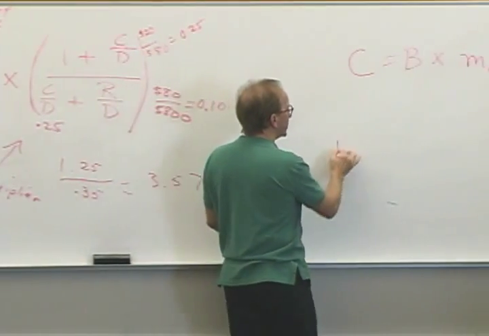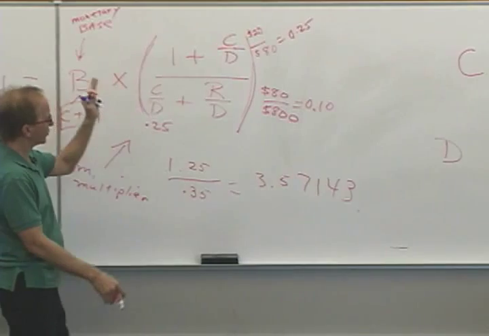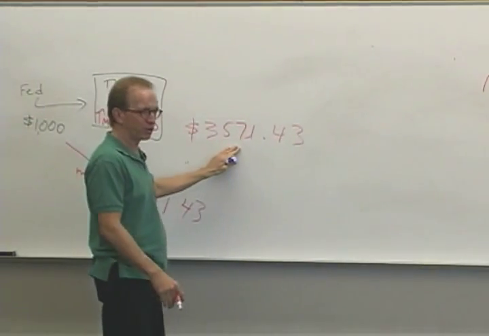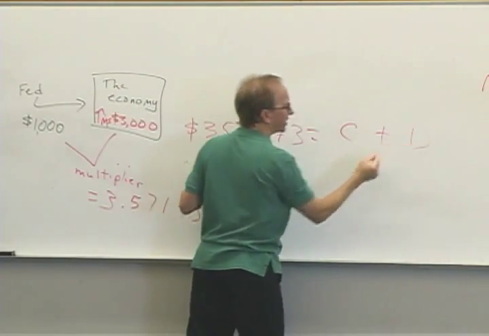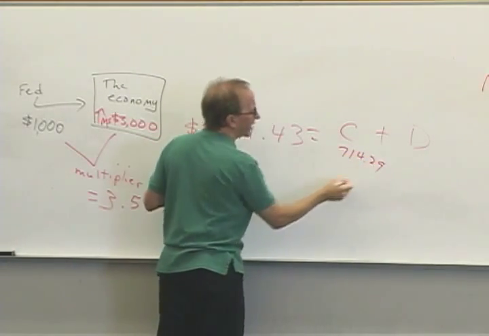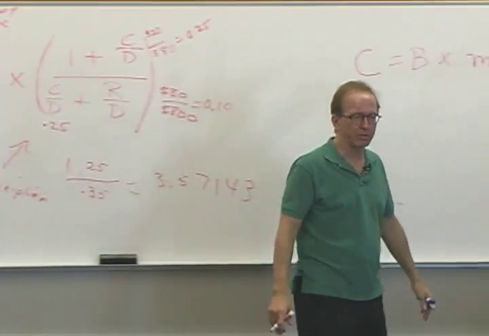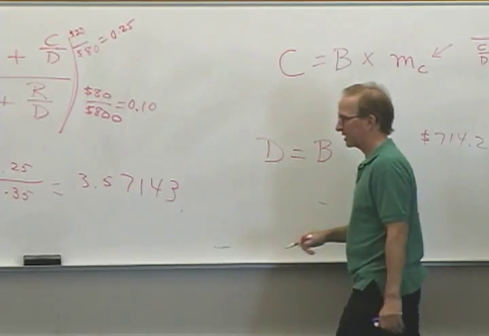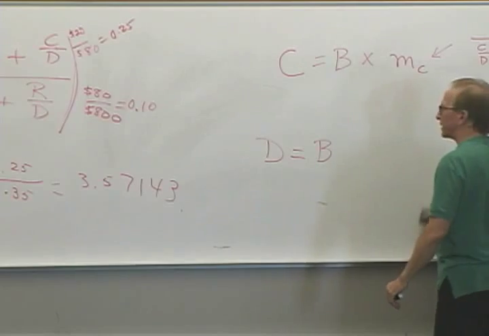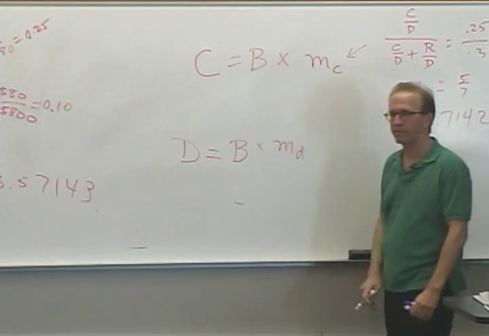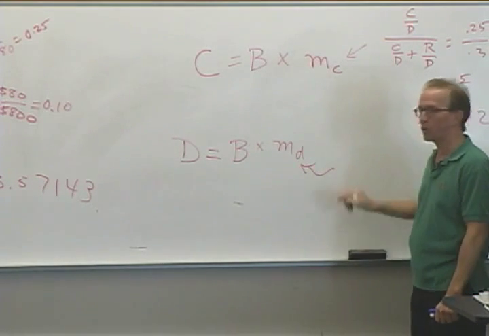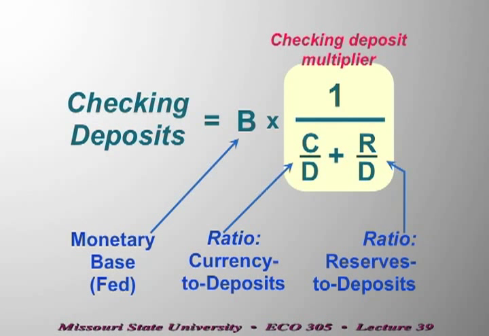How much is in checking accounts in the economy? There are two ways of finding that out. We know the money supply was $3,571.43. If you know how much is in currency, 714.29, then you could just subtract to find out how much is in deposits. But that bad man that gives you tests may not give you an opportunity to use that method. So we'd want to recognize that there is a multiplier times M, the multiplier for checking deposits. The multiplier for checking deposits, fortunately, has the same denominator as all these other multipliers, C over D plus R over D, and the numerator is 1. So it's 1 divided by 0.35.